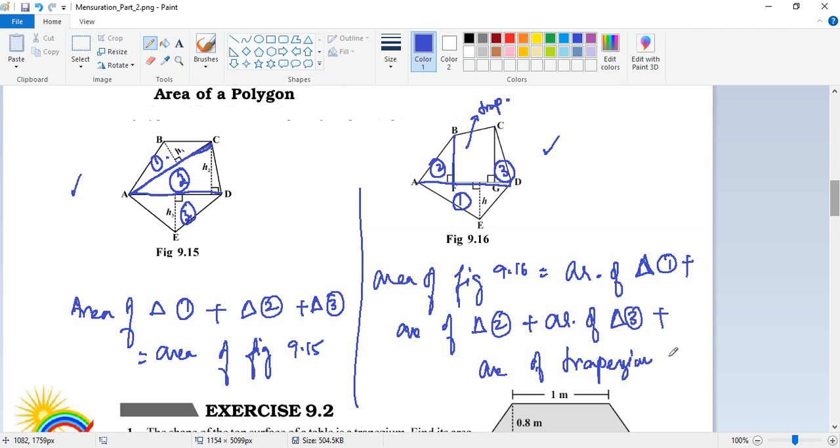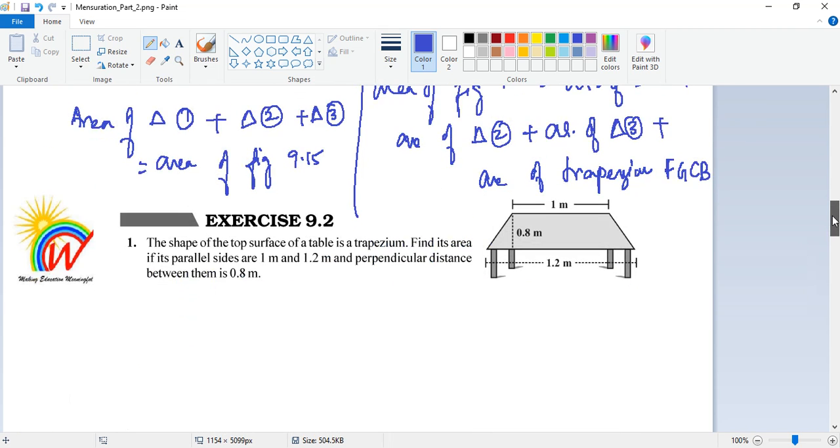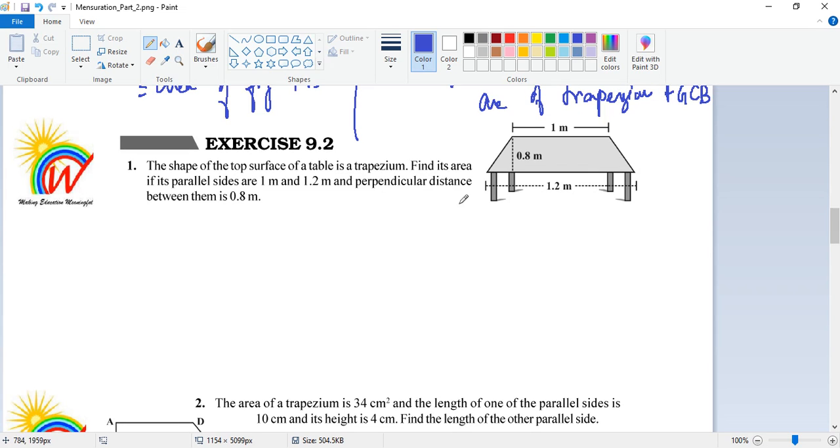Trapezium, that is FGCB is the trapezium. So you will have to break it into so many halves. You try to break it into a triangle and trapezium, and you already know the formula for triangle and trapezium, right? So you have to use that and add them up. That will give you the given figure's area. Okay. So now we'll do few problems from exercise 9.2.